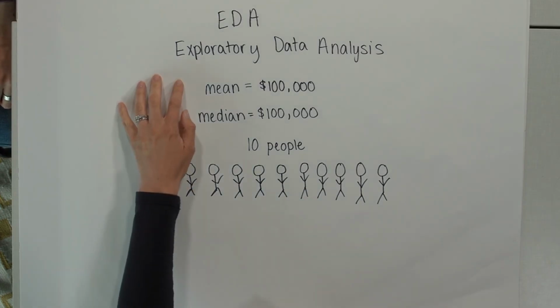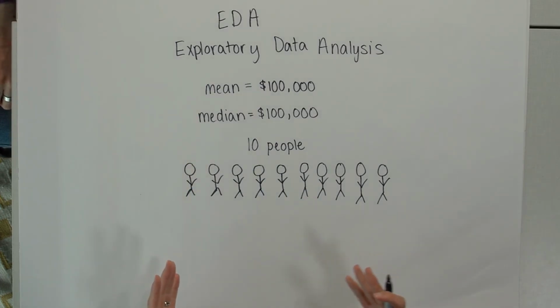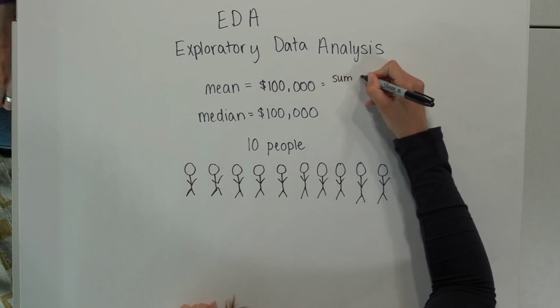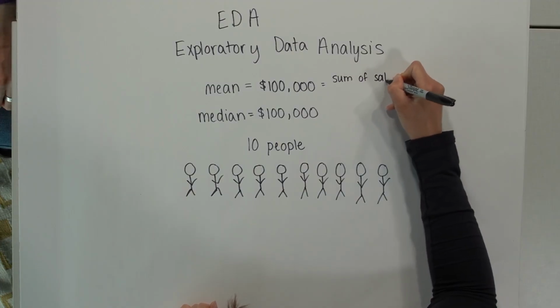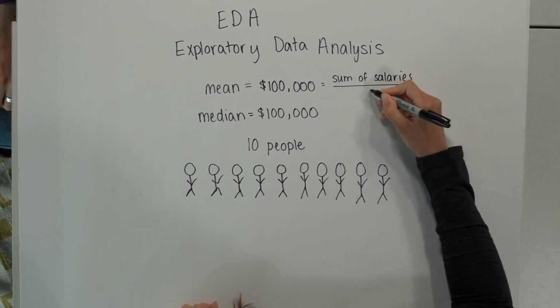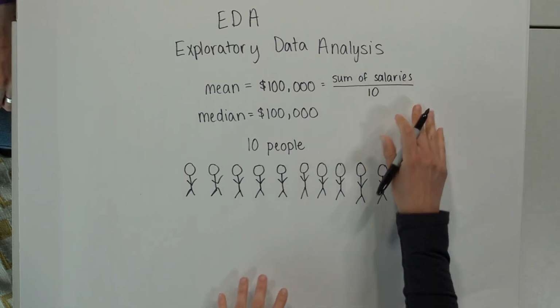So if we were to calculate, the mean is probably the most common statistic that people know about. I feel like they start teaching it in elementary school, and all it is, we would take the sum of the salaries and then divide by how many people there are. So if there's 10 people, we would divide by 10. So that's how we would find the mean.